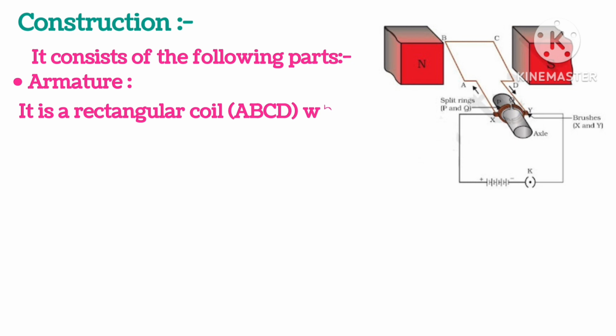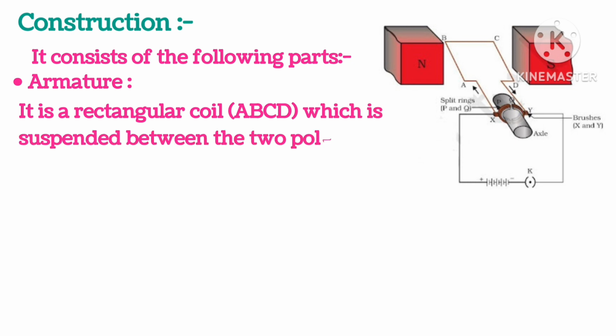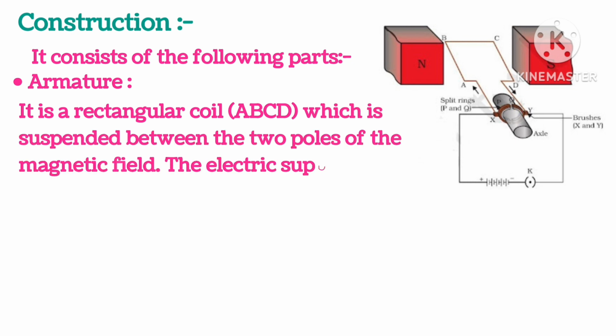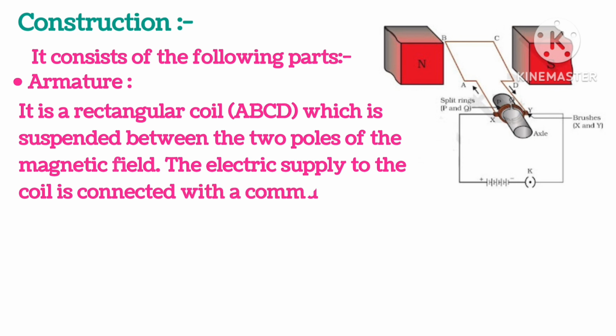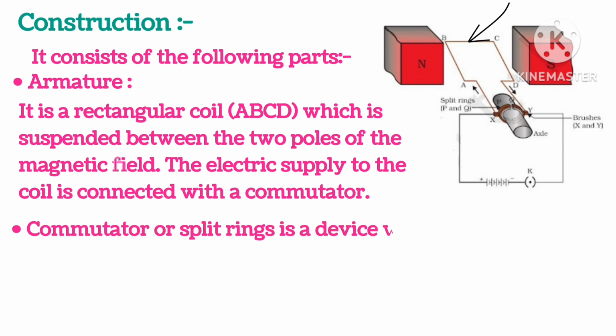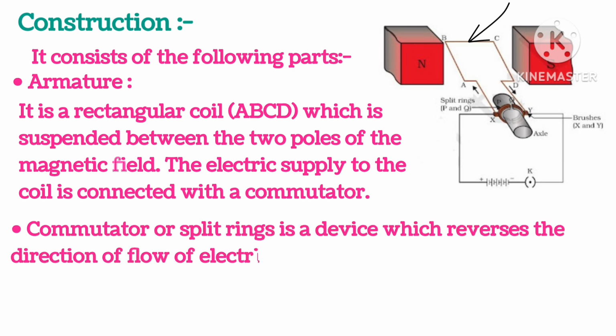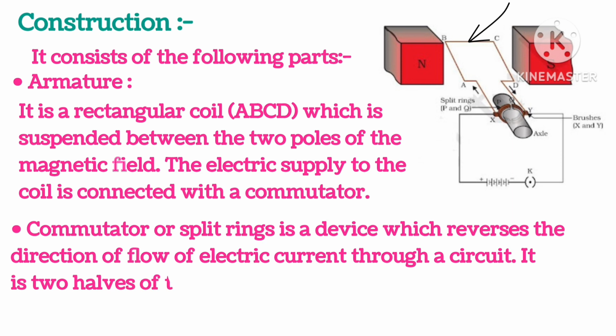First is armature, which is a rectangular coil ABCD which is suspended between two poles of magnetic field. The electric supply to the coil is connected with the commutator. Commutator or split ring is a device which reverses the direction of flow of electric current through the circuit. It is two halves of same metallic ring. Magnetic field supplied by the permanent magnet N S.